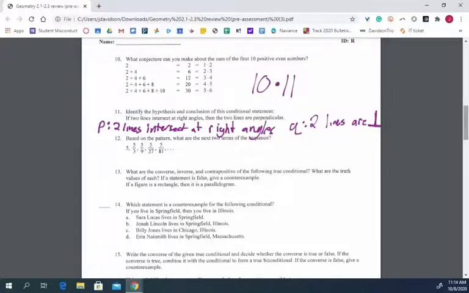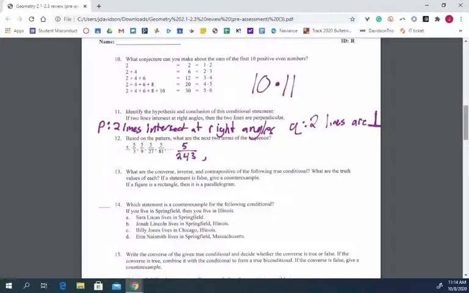Based on the pattern, what are the next 2 terms in the sequence? So it looks like the 5s are staying the same, right? 5, 5, 5, 5, 5. There's going to be a 5 on top. On the bottom, though, it changes. It goes from nothing to 3 to 9 to 27 to 81. What's going on there? Yeah, multiply by 3. So 81 times 3 is 243.